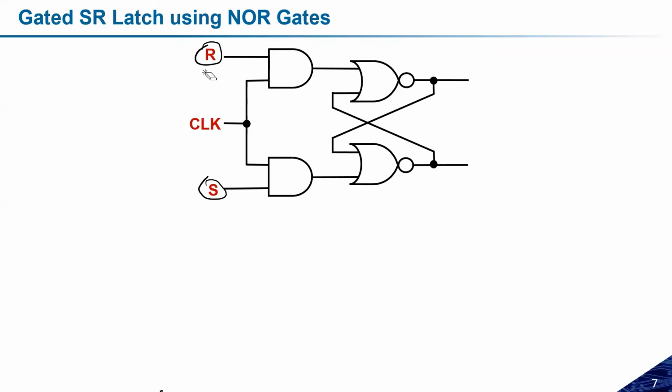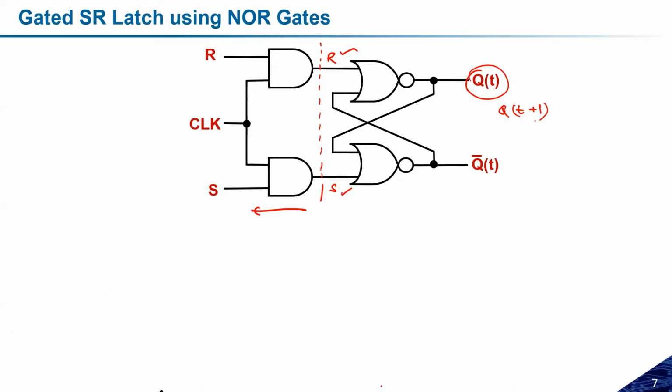Let me repeat again how it can be done. If I am not considering these portions, and I'm considering this is the reset and this is the set, and this is the Qt and this is the Qt bar, then simply based on the reset and the set input and the Qt value, this Qt plus 1 will be reflected, but it will not be controlled with the help of clock. Because if there is a change in R or S, immediately Qt plus 1 will be reflected.